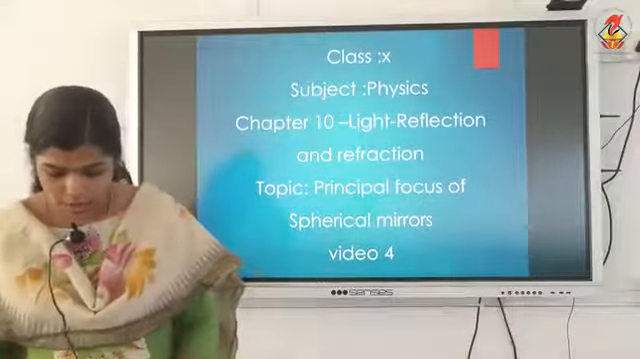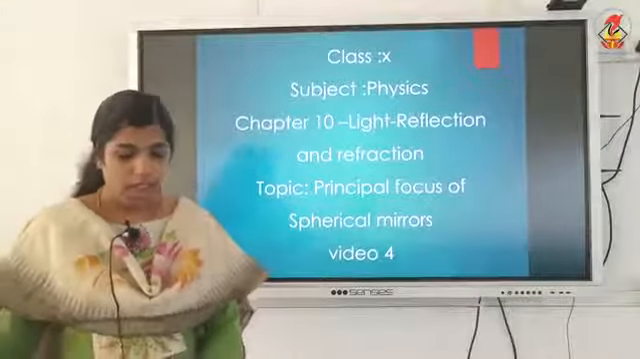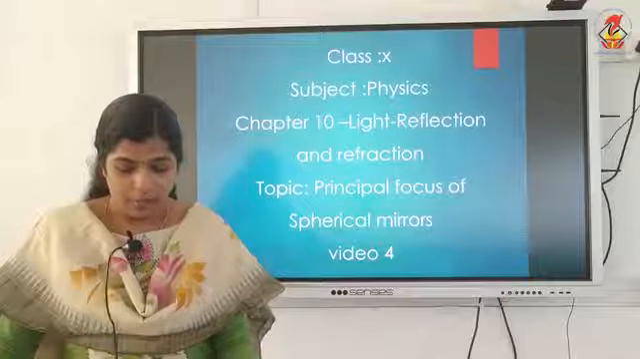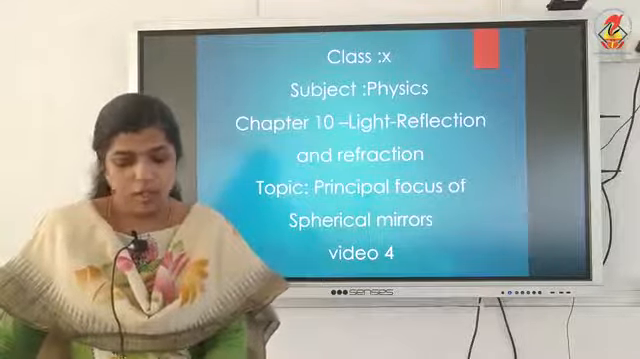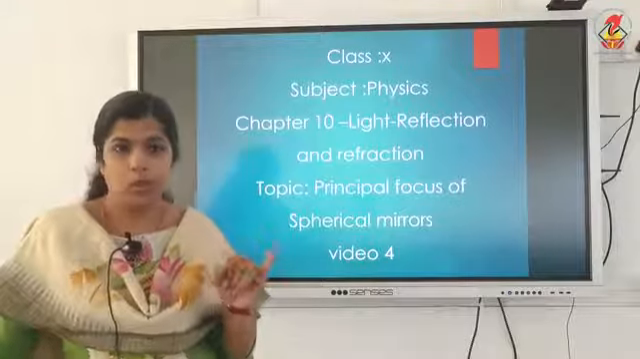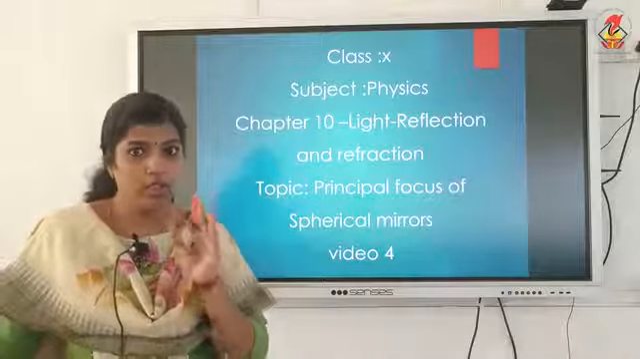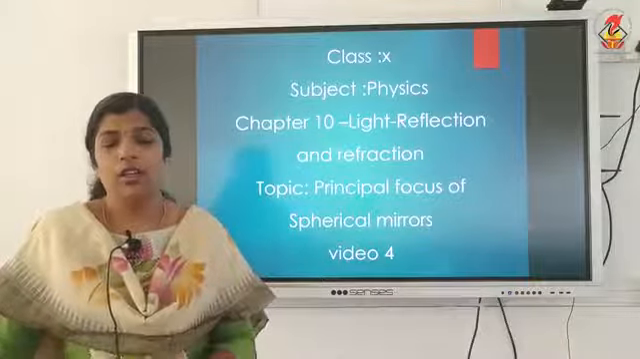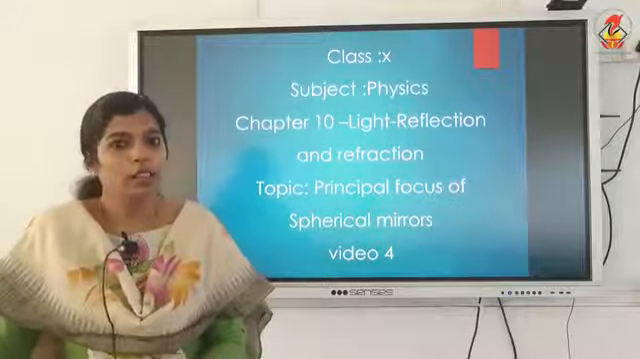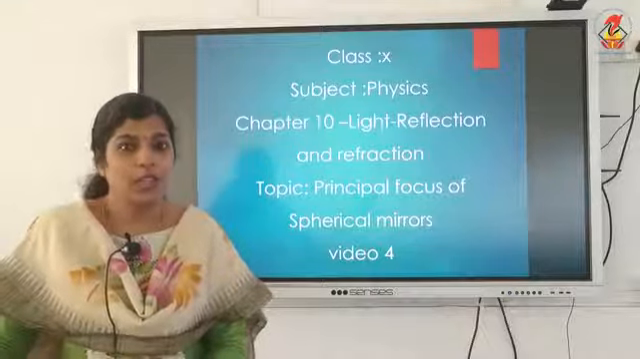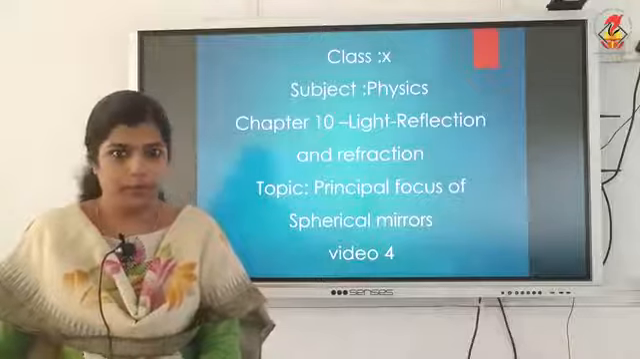in your textbook, page number 161, spherical mirror heading is there. Towards the end of that page, we need to define all these terms: pole, center of curvature, radius of curvature, principal axis, principal focus, aperture, focal length. All these definitions are given in your textbook. Mark it in your textbook.